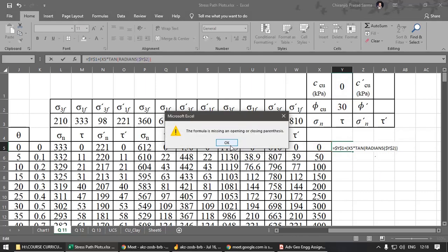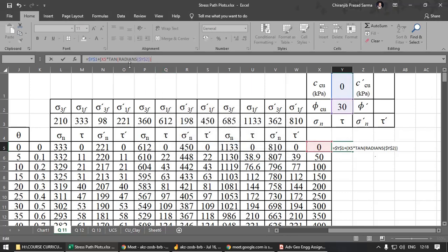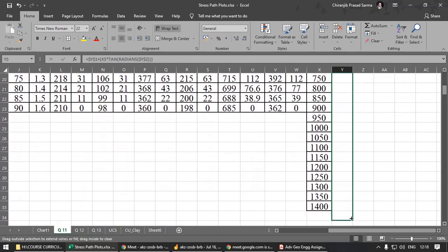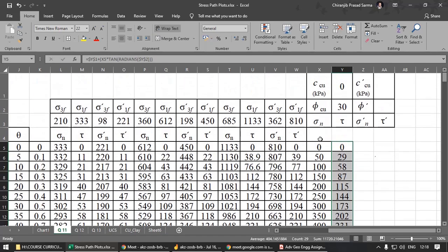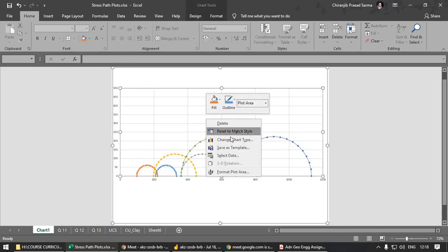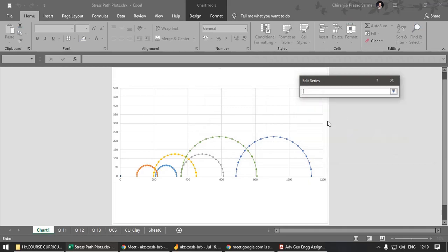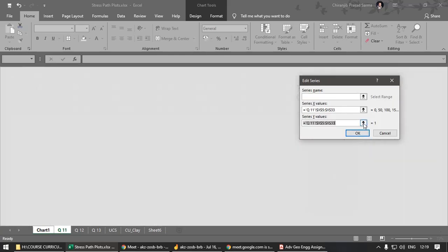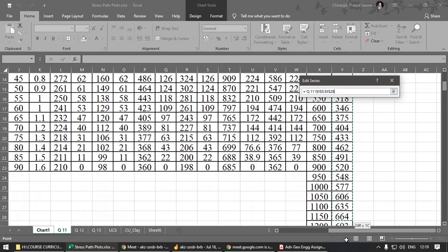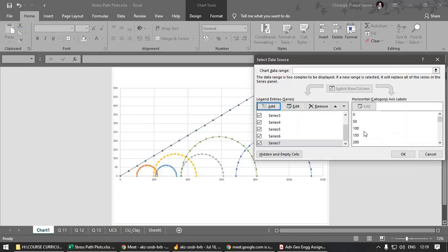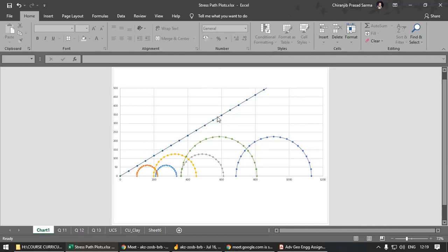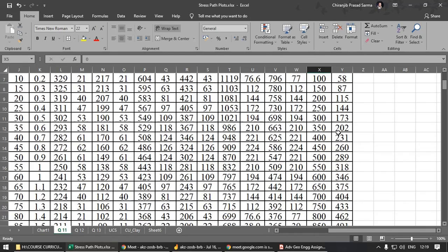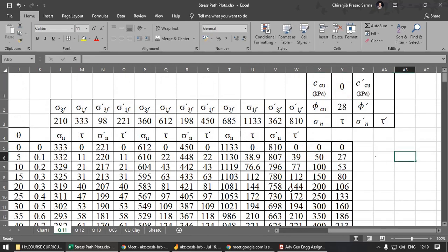What mistake did I make? Oh, there will be another one. Okay, so enter. Yeah. So let us plot it. I will come to this chart, select data, add. X-axis will be the normal stresses, y-axis will be the shear stresses. Obviously it is way too big. So here what I can do, I can decrease the phi value.